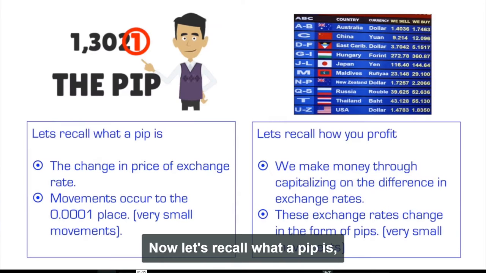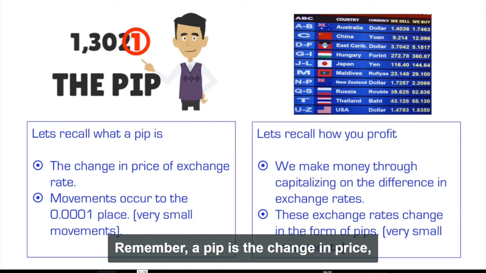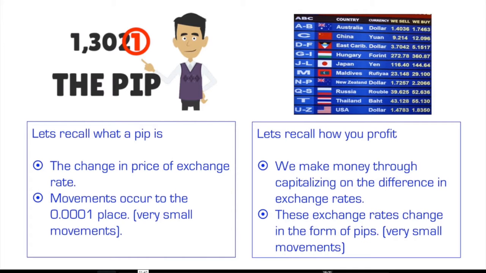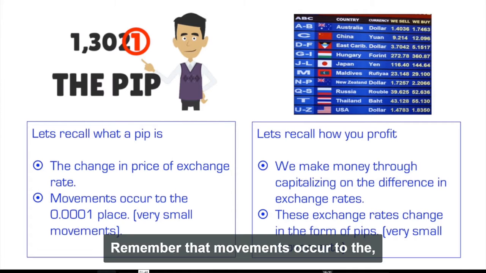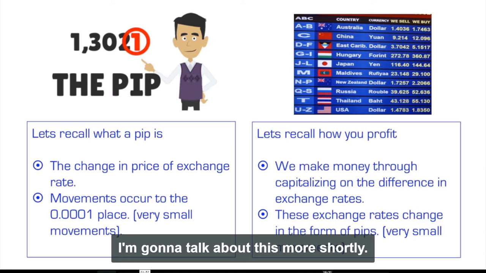Now let's recall what a pip is before we actually get to talking about leverage. Remember, a pip is the change in price in an exchange rate. Remember that movements occur to the fourth decimal place out, so these are very small movements. I'm going to talk about this more shortly.